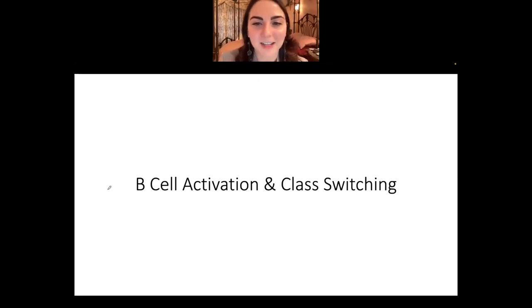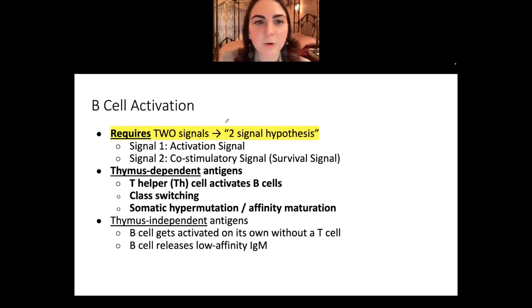So B cell activation and class switching. This is the question that someone asked about: why do we have all of the genes for all of the constant chains? Why do we have all of those if we're only ever putting mu on the surface? It's for this, when you activate the B cell. B cell activation requires 2 signals.